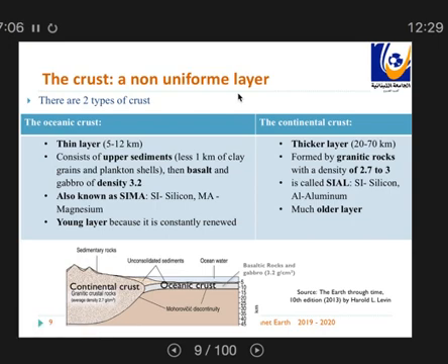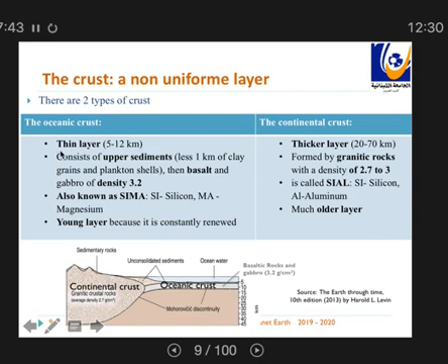The crust is non-uniform in composition, thickness, and age. Now we will see how. We have two types of crust, the oceanic crust and the continental crust. You can see in the figure here a representation of the oceanic crust and of the continental crust. Just by looking at them and comparing them in the picture, for those who are more visual with information, you can clearly see the difference in thickness.